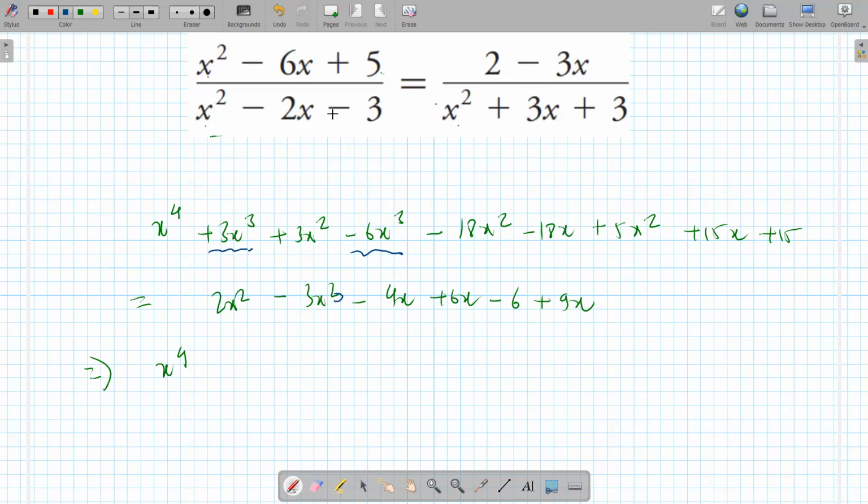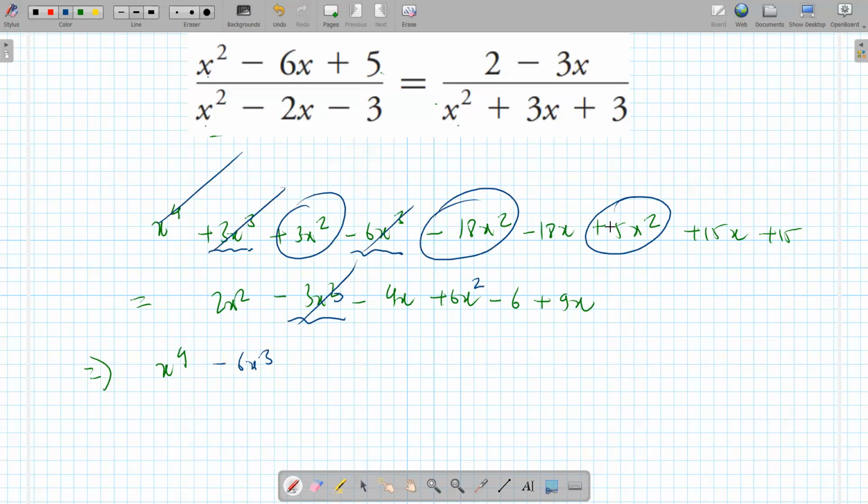Let me just double check. X squared minus 3x cubed, negative 4x plus 6x squared, negative 6 plus 9x. All right, so we have these three for x cubes. So that'll be negative 9 plus 3, that's negative 6x cubed, so that's done. Now we have to worry about the x squares. 3 minus 18, negative 15, plus 5, negative 10, minus 6, negative 16, minus 2, negative 18. All right, that's what we have.